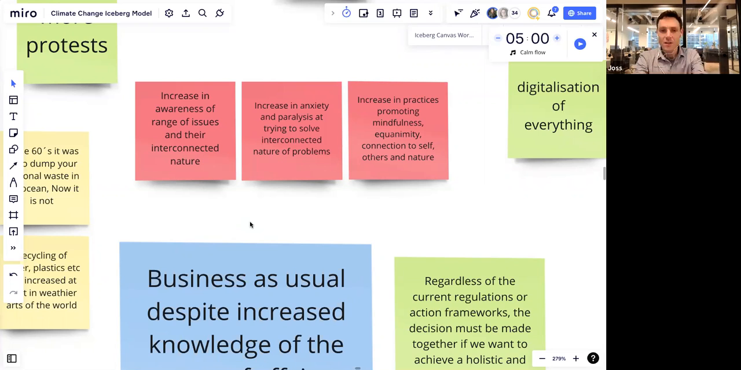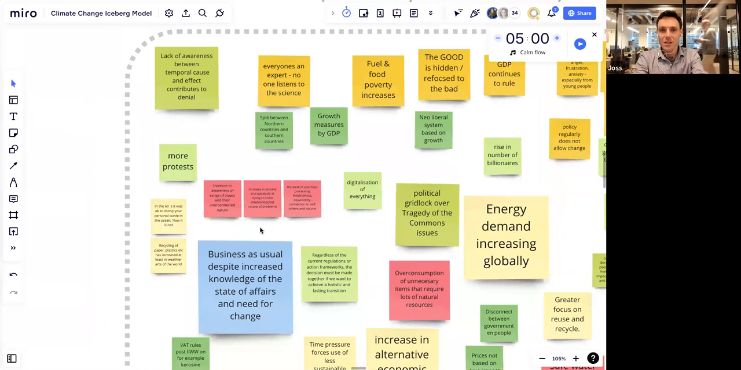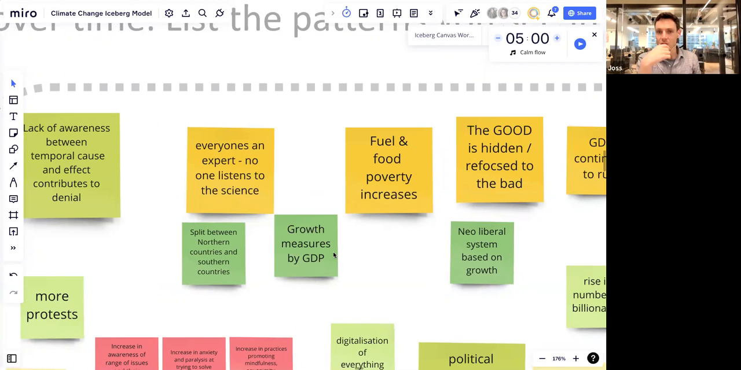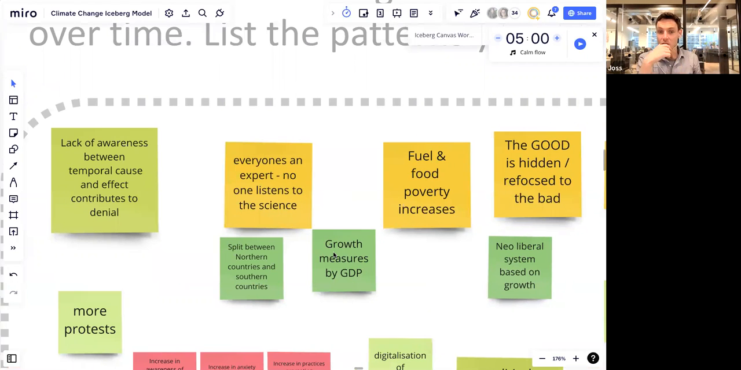So there's a lot of things going on. It's not a one-sided picture. Growth measured by GDP, but also movements to counter that and present alternative ideas to growth. Fuel and food poverty increases. Everyone's an expert. No one listens to the science. Split between Northern countries and Southern countries. Lack of awareness between temporal cause and effect contributes to denial.